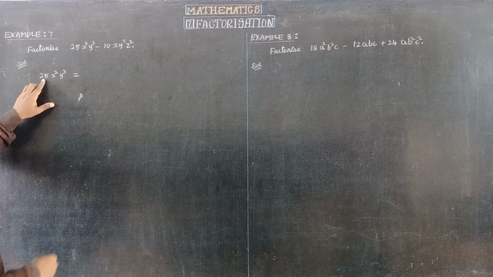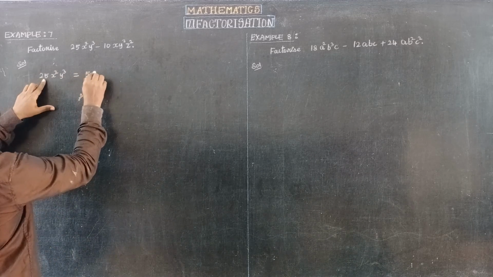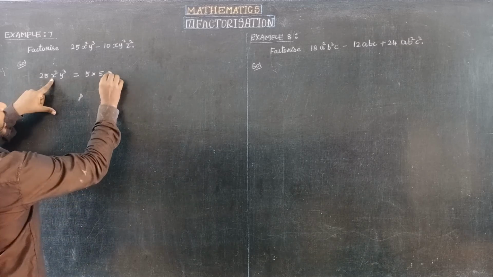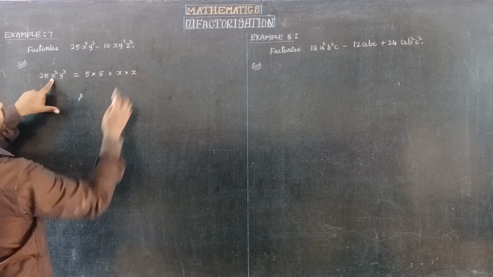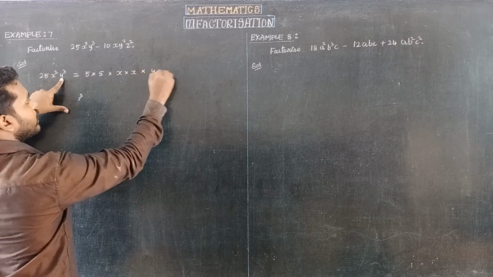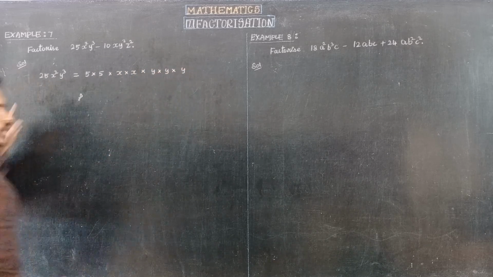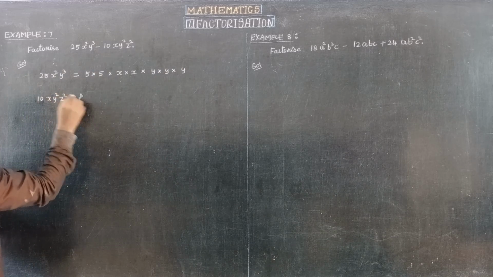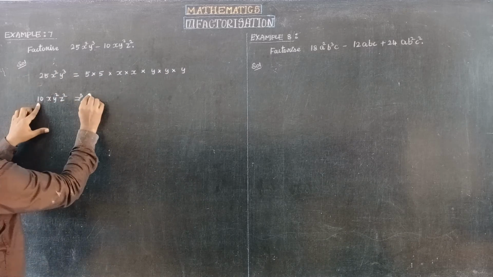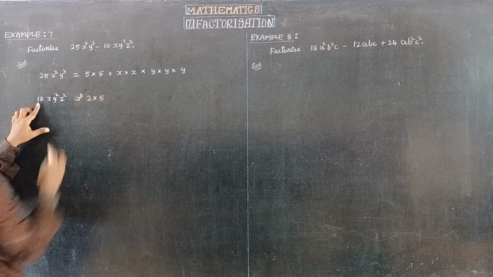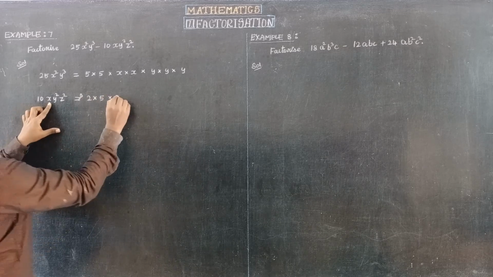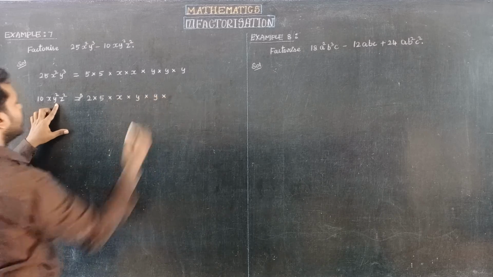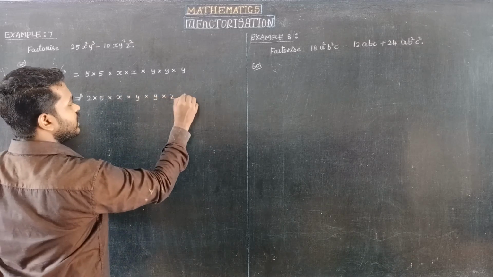So the prime factorization: 25 is 5 into 5, x squared is x into x, y cubed is y into y into y. Next, the term 10xy squared z squared: 10 is 5 into 2, then x one time, y squared as y into y, and z squared as z into z.